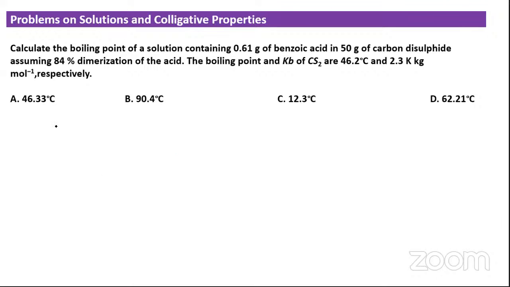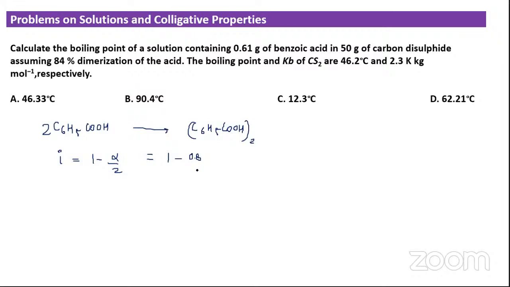Okay, let's do it quickly. कुछ है नहीं question में. So we are talking about dimerization of benzoic acid. C6H5COOH के दो मॉलिक्यूल डायमराइज to form this. So obviously the van't Hoff factor will be 1 minus alpha by 2. Putting the values, 1 minus 0.84 by 2, that comes out as 0.58. Van't Hoff factor आ गया आपको.